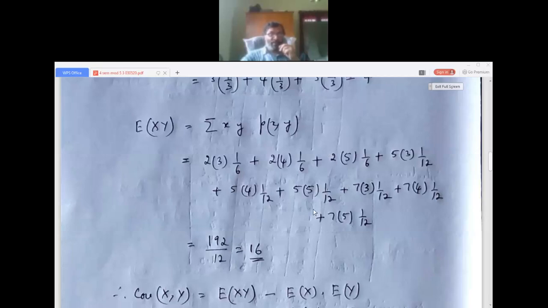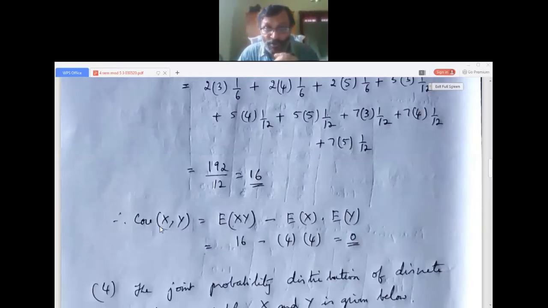Okay. Now you have E of x, E of y, and E of xy. So the covariance of x comma y is equal to E of xy minus E of x into E of y. So 16 minus 16 is 0. So you get the covariance of x comma y equal to 0.